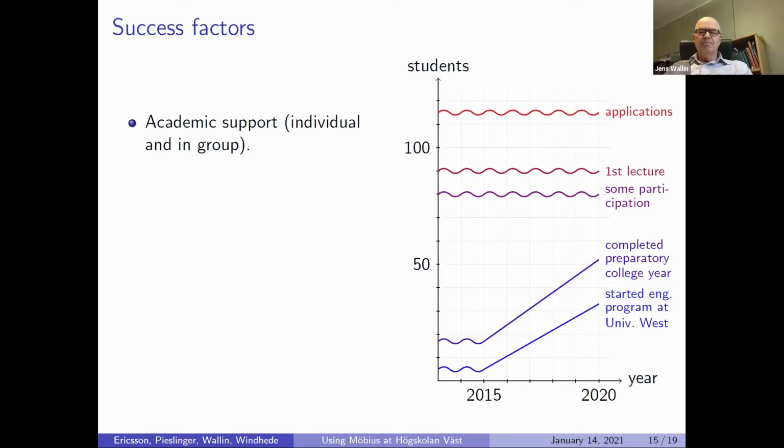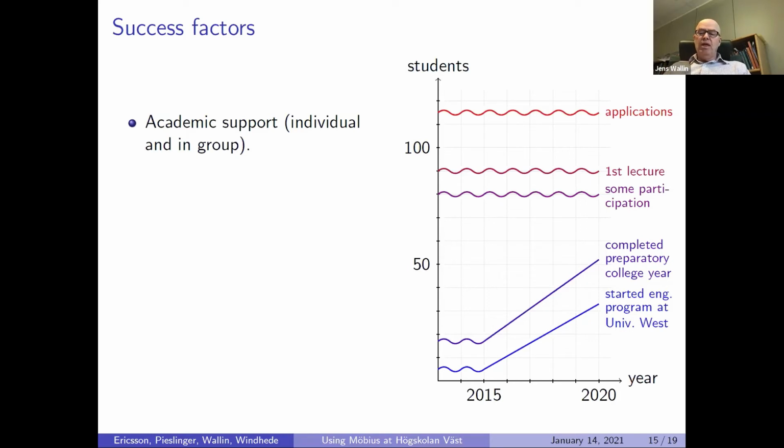Thank you, Niklas. Hi all, my name is Jens Wallin and I'm the program director for the Preparatory College Year at University West here in Trollhättan, Sweden. I would like to show you and comment on the development of the Preparatory College Year during the period from 2013 until 2020. As you can see from the diagram, roughly 115 students apply for our Preparatory College Year every year. It's the same from 2013 and ongoing.